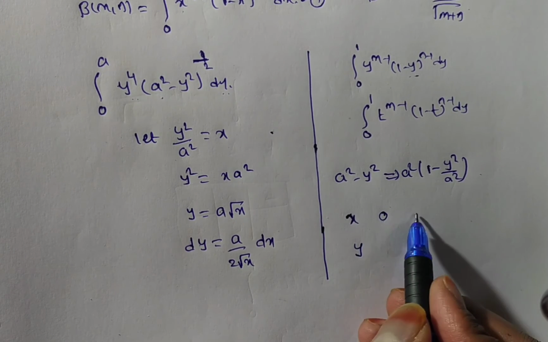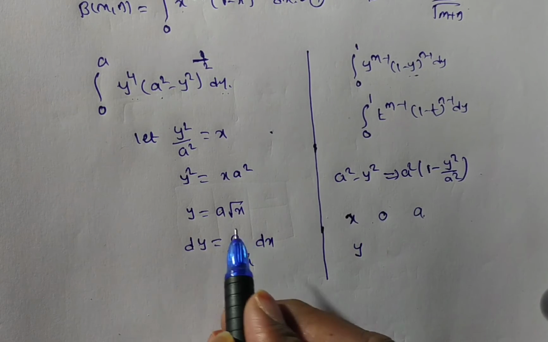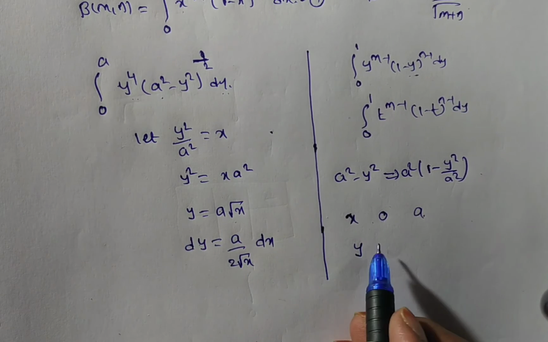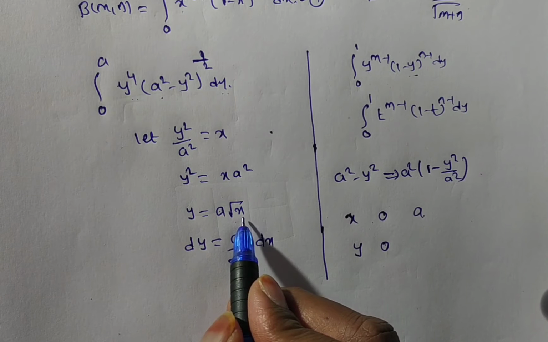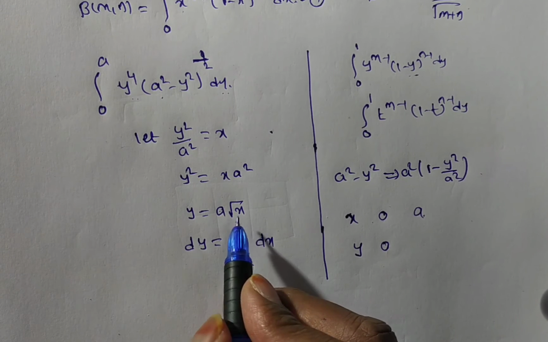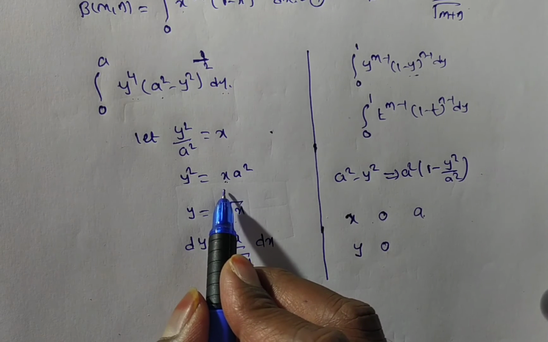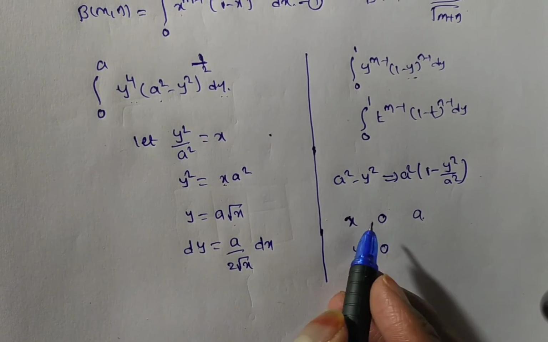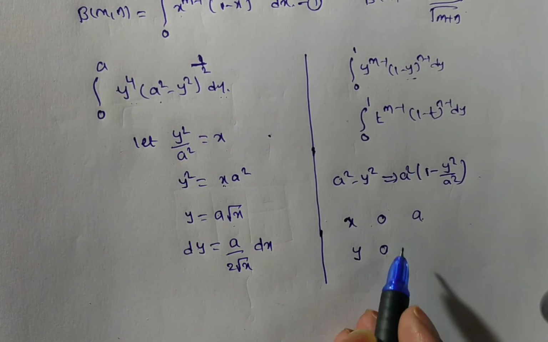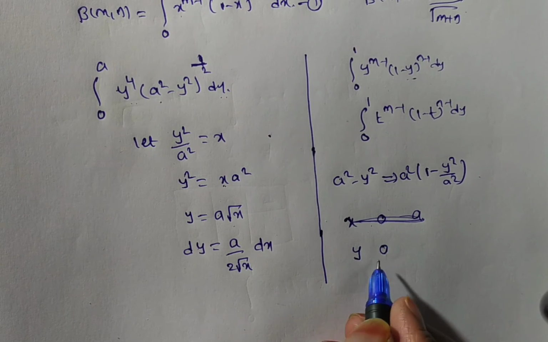X limits are 0 to a. If you put x is equal to 0, then what is y? 0. If you put x is equal to a, then in this case y square is equal to what? A square, you have. Okay, sorry, here actually we are changing y into x. Sorry, I have made a small mistake.